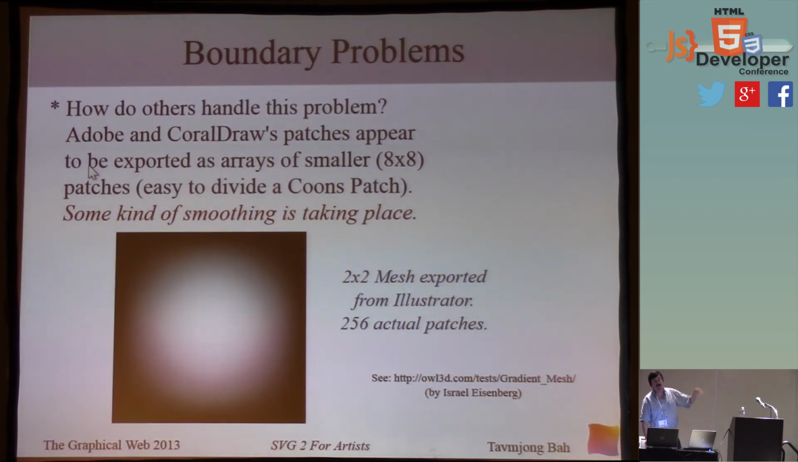Now, it'd be nice to be able to do smoothing like Adobe does, or CorelDRAW. We asked Adobe if they would tell us how they did it, because it'd be nice to be able, just in SVG, to have that smoothing already there, so you don't have to export 64 patches for every patch that you created. But they wouldn't tell us.